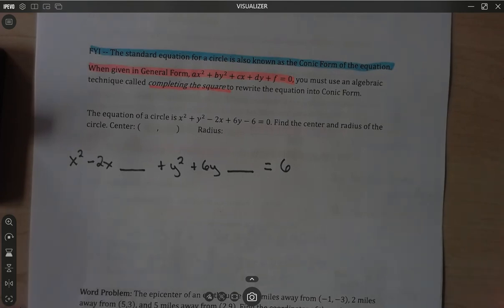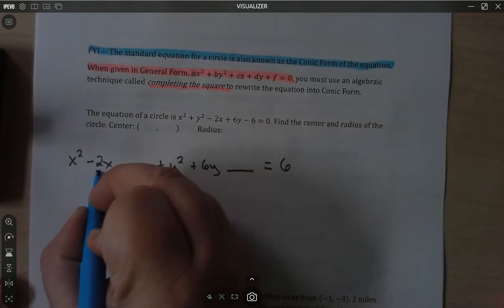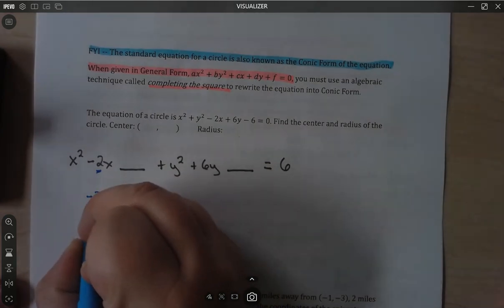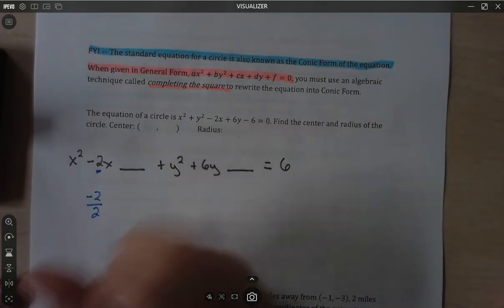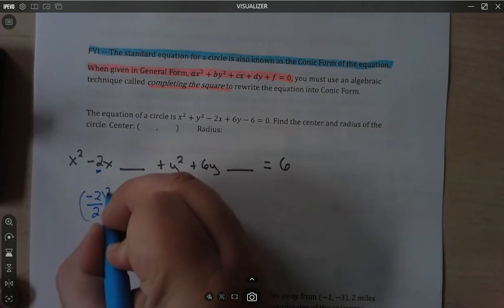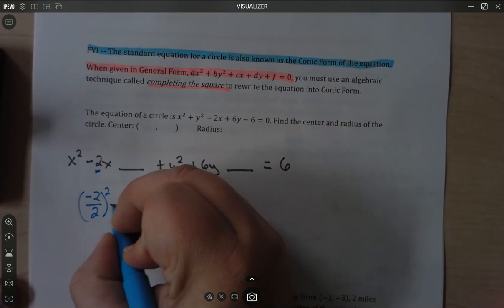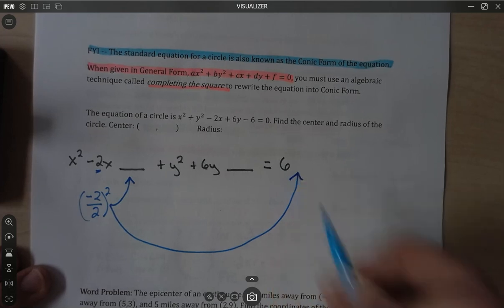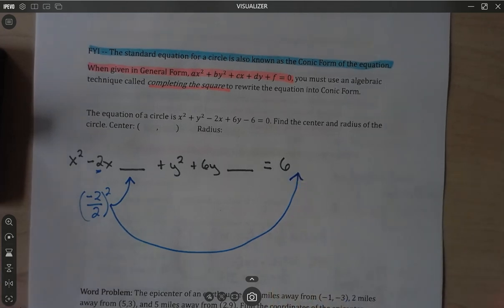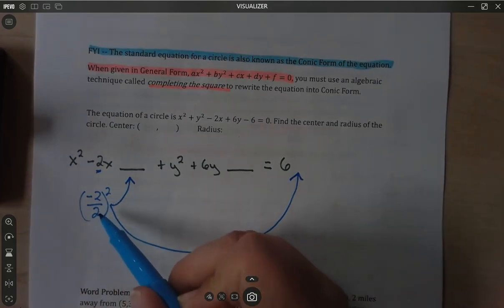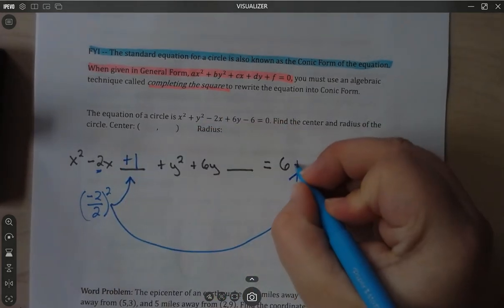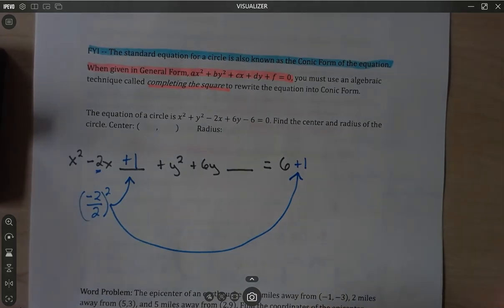But to complete the square, we take this middle term here. We take that, I'm going to take -2. We divide it by 2, and then we square it. And we put that right here, and then right here. Again, what we add to one side of the equation, we have to add to both. So -2 over 2 is -1. -1 squared is +1. So I'm going to add 1 to both sides.